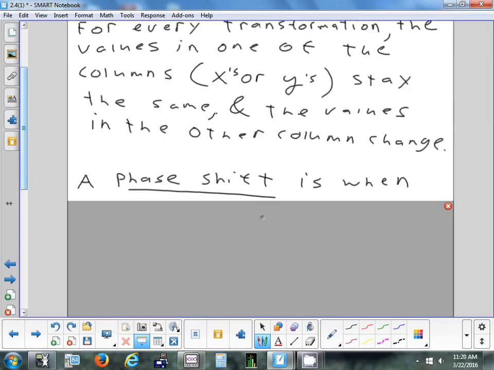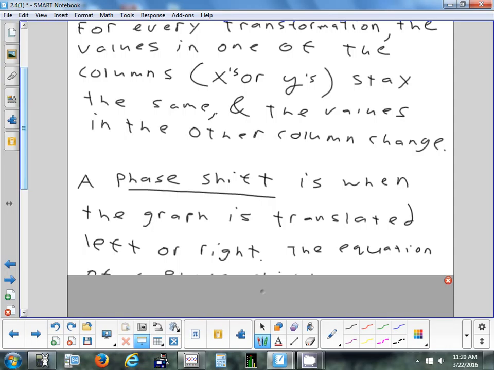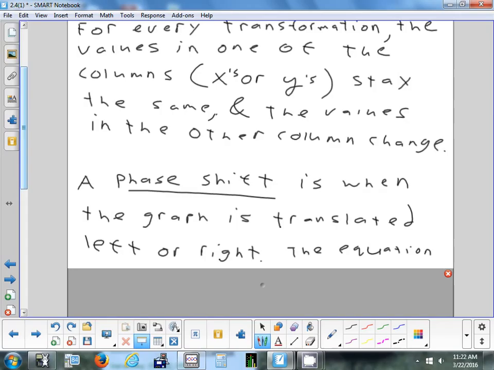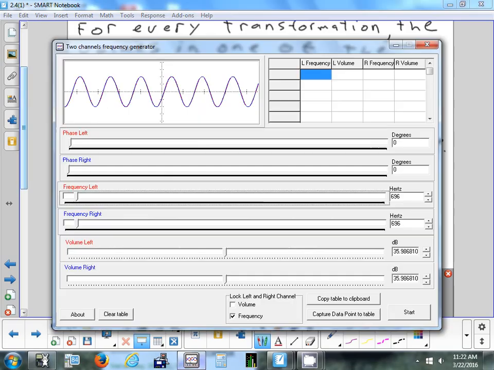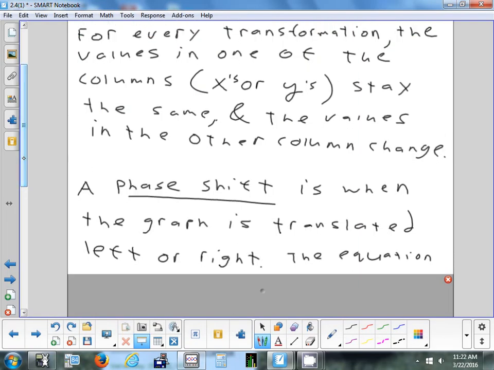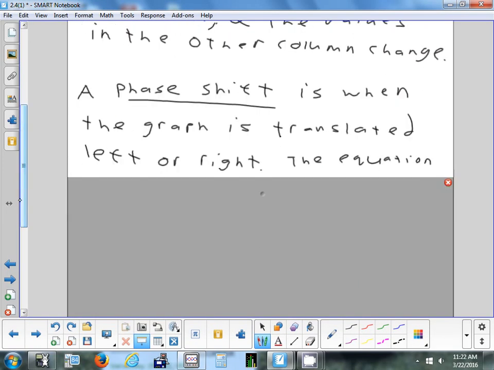All right, so now everything I give you for the rest of today is about a phase shift. So the transformation we're going to look at today is called a phase shift, and that's when you move the graph left or right. So as an example, if I use my sound frequency program, what I just did was a phase shift. It just takes the graph, it doesn't stretch it in any way. It just pushes it left or right. And we'll hear what that sounds like in a little bit.